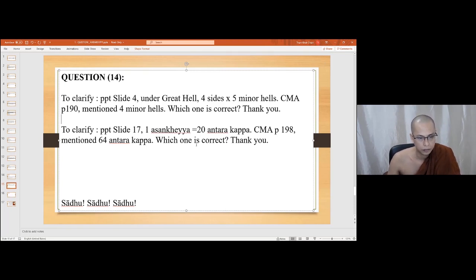Okay, then the second clarification is PowerPoint slide 17. One asankhya equals 20 antara kappa, CMA page 198. Mention 64 antara kappa. Which one is correct? Okay, so the 20 interim eons equal one incalculable eon, asankhya kappa. That is mentioned in that way.